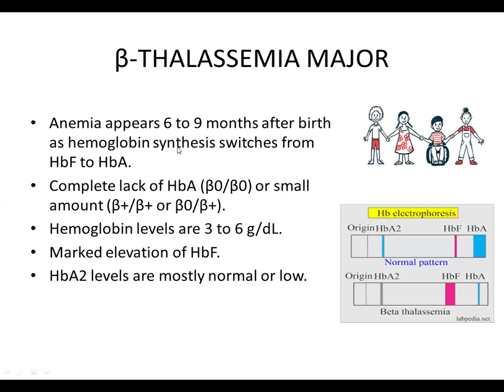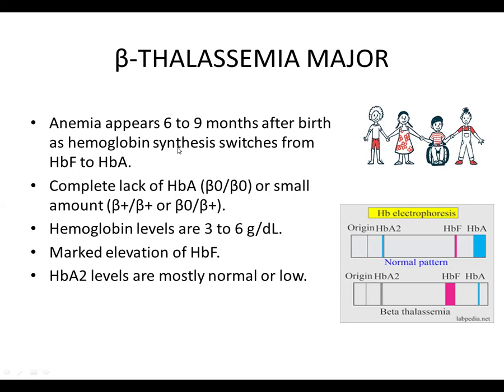In cases of beta thalassemia major, the anemia appears 6 to 9 months after birth, because this is the time when the hemoglobin synthesis switches from the fetal hemoglobin to hemoglobin A, which is the adult hemoglobin. So in these patients, there is complete lack of hemoglobin A, or a small amount may be produced. The hemoglobin levels are around 3 to 6 grams per deciliter. There is marked elevation of hemoglobin F, which can be seen on hemoglobin electrophoresis, and hemoglobin A2 levels are mostly normal, or they may be reduced.